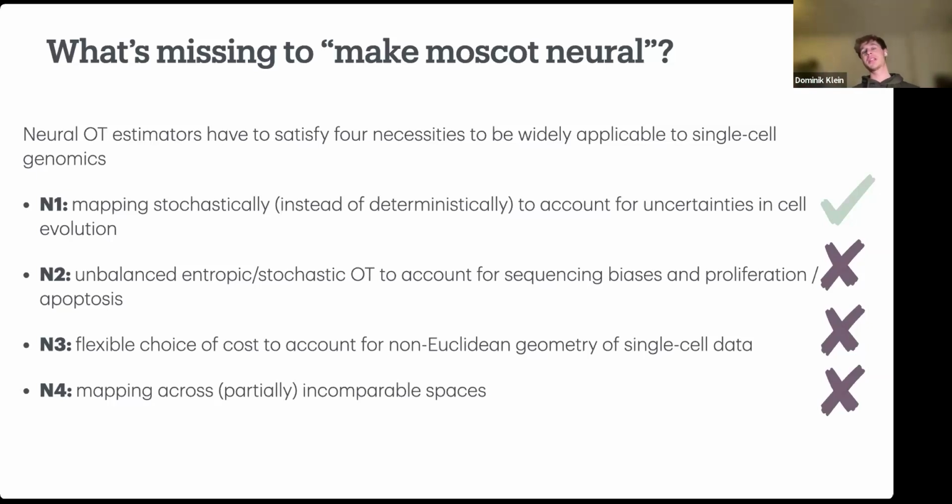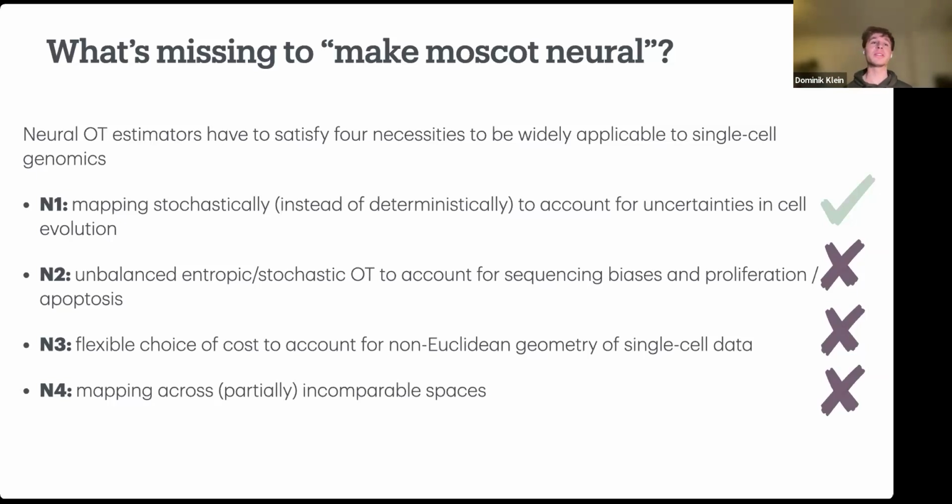And hence we looked at what we need for that. Which properties of optimal transport do we leverage in moscot? The necessities are, first of all, we want to map stochastically instead of deterministically to account for uncertainties in cell evolution. As I said, we could also define a deterministic map. For example, the images which I just showed you before, the way we generated them, these were deterministic, but we want stochastic mappings because this way we can assess the uncertainty of cell evolutions, for example. And indeed, this has been worked on quite a bit already because it also has some nice links to diffusion models. It's something called Schrödinger bridges.